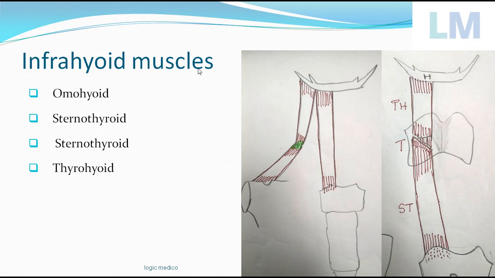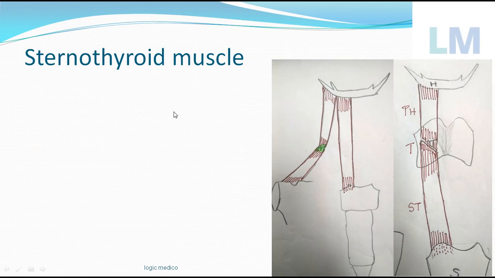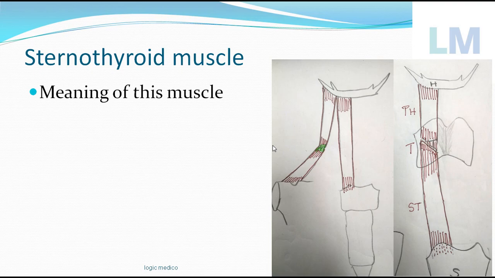They're called infrahyoid muscles. There are four on each side of your neck. So today's interesting topic is the sternothyroid muscle. What is the meaning of this name? The name itself is telling you: sternothyroid. It is coming from the sternum bone. It's going to the thyroid cartilage.